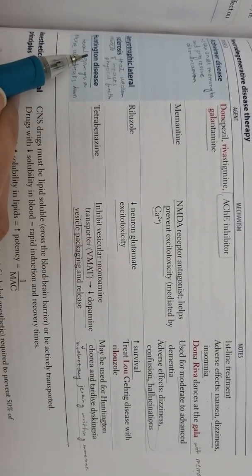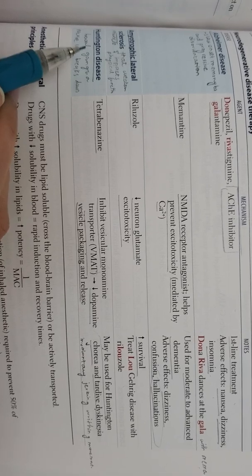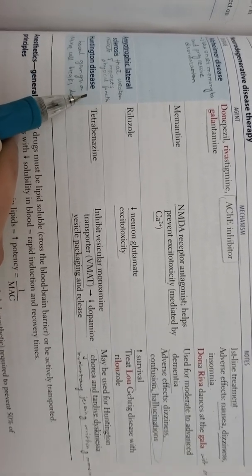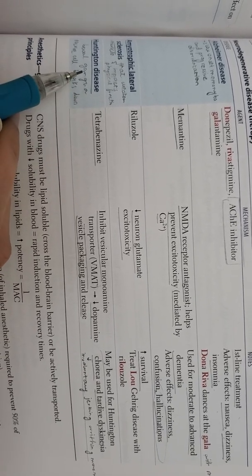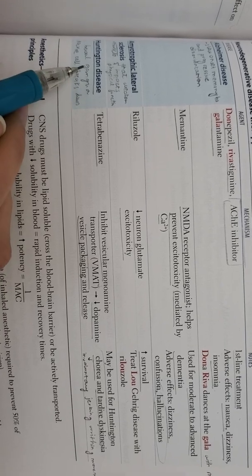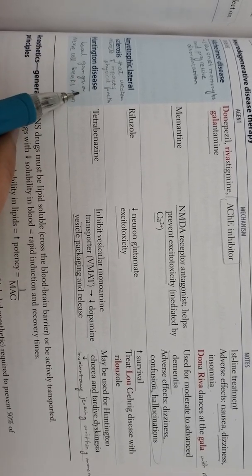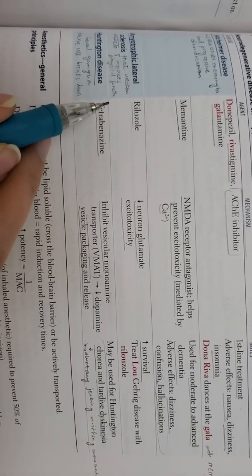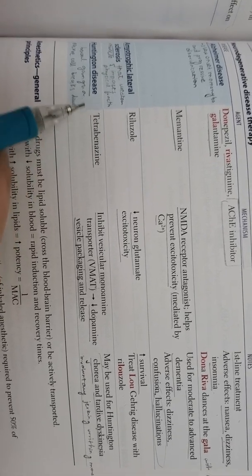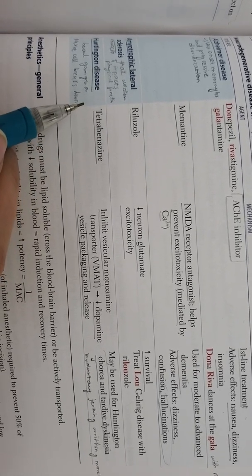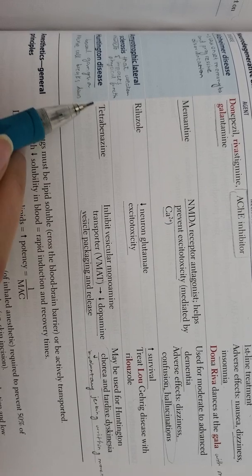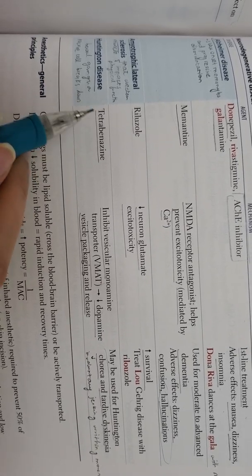The next disease that we're concerned with is Huntington's disease. Huntington's disease is basically a disease affecting the basal ganglia, and the nerve cells break down, and the patient experiences Huntington's chorea, difficulty in movement. Huntington's chorea is rapid involuntary jerking, writhing movements.